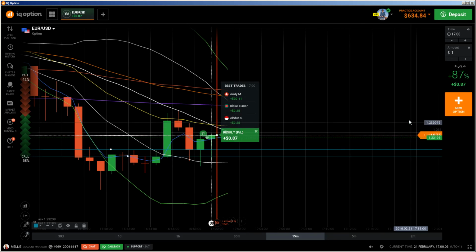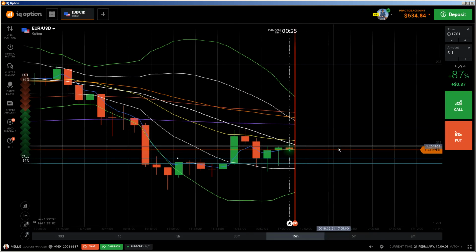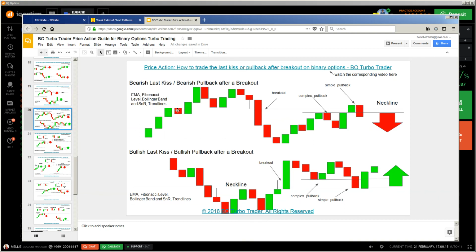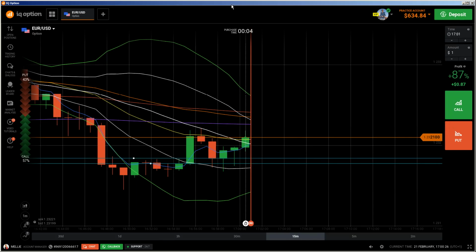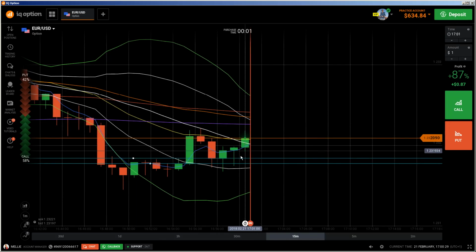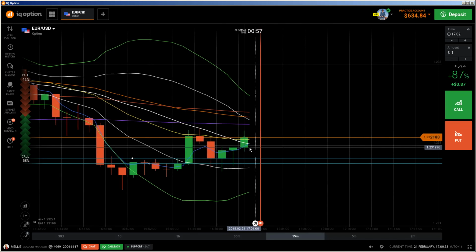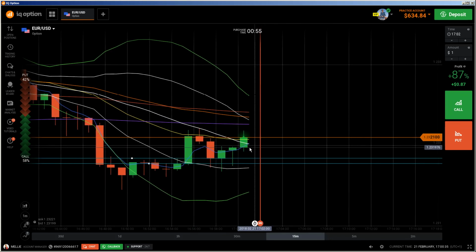You see, this was a pullback, which I have explained here. Let me see, this was this one. After the breakout of this neckline, we get a pullback, and this was the simple pullback, not the complex one, because we immediately got against this level and then this pullback, and this is a high probability trade. So I think that was enough trades.